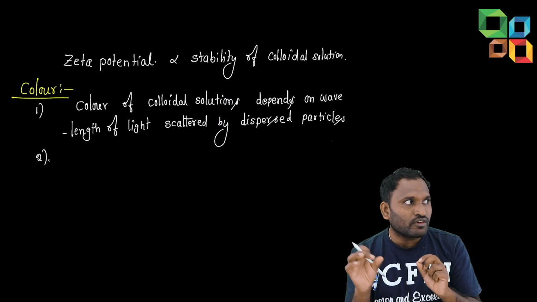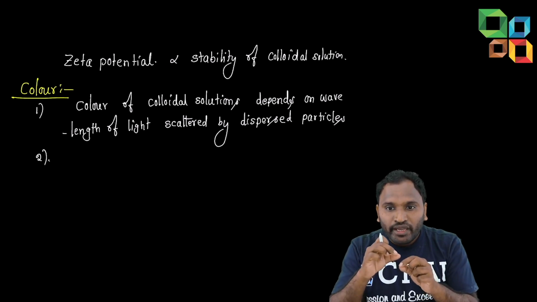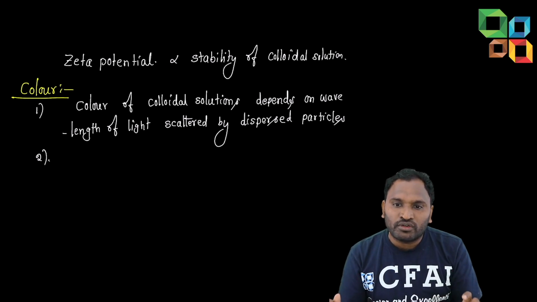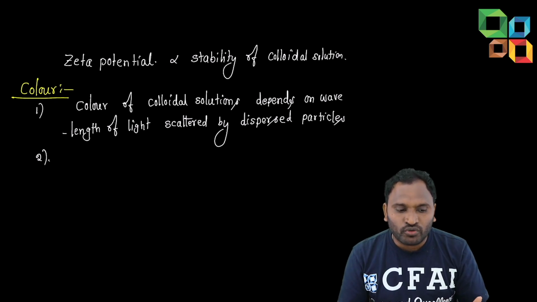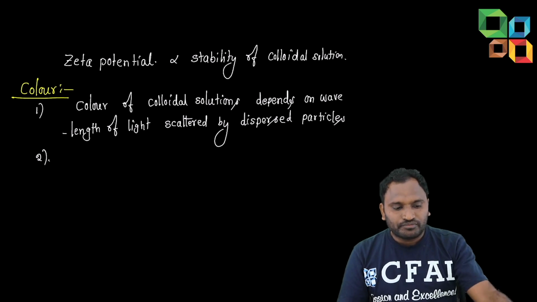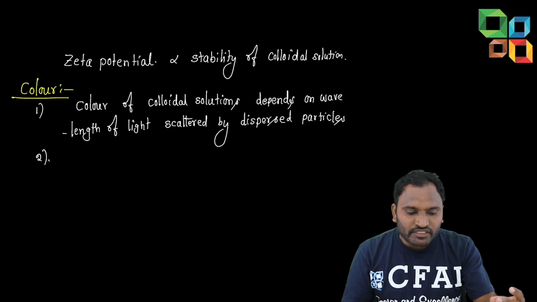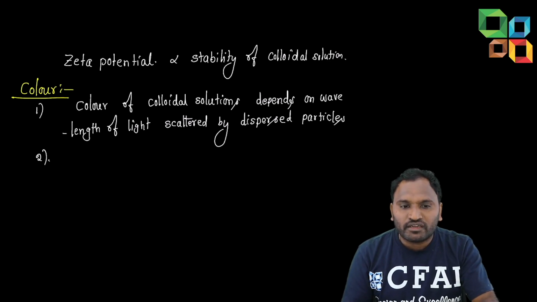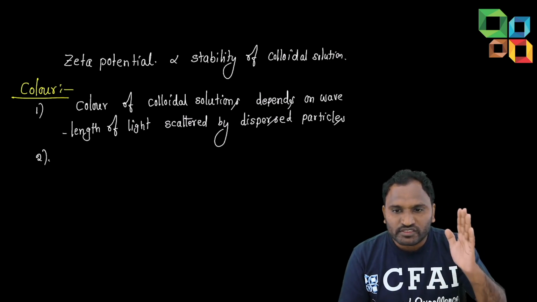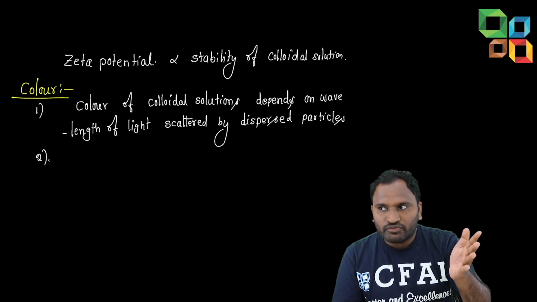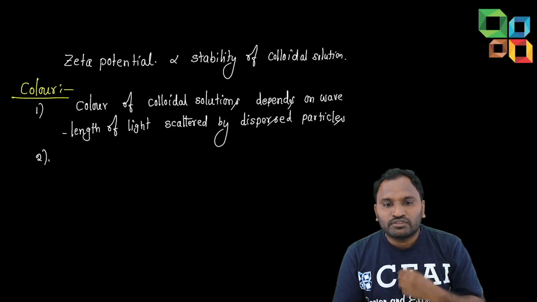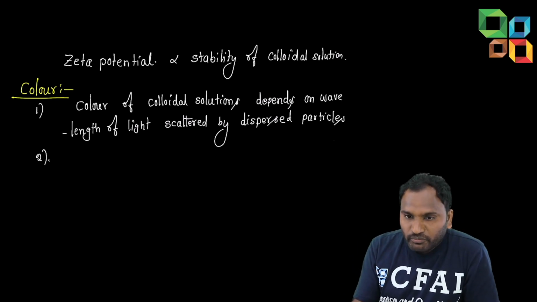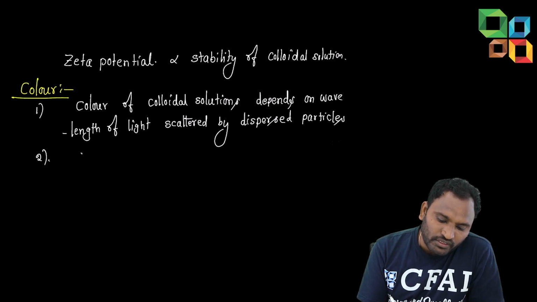Even gold sol particles: as the size of the gold particles changes, the color of the gold sol also changes. If the size is larger, it appears blue, then red, and finally golden. As we reduce the size, up to a certain stage it appears golden. So it depends on the size of the colloidal particles also.